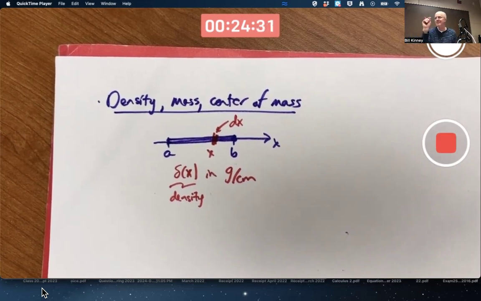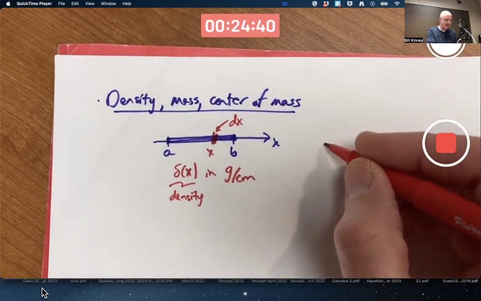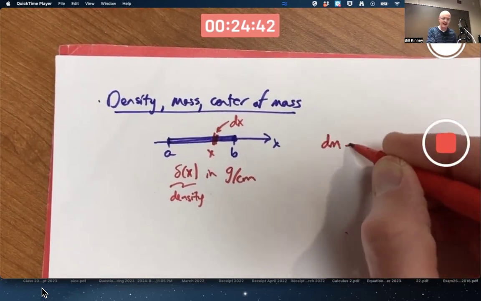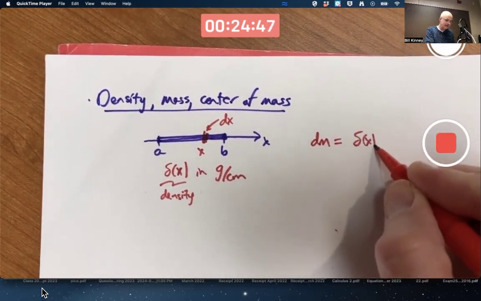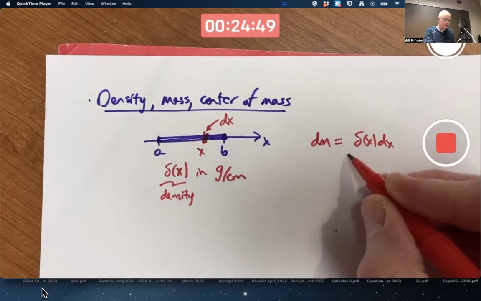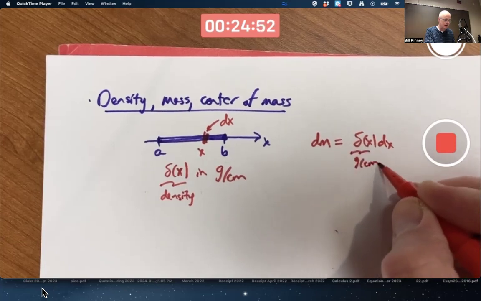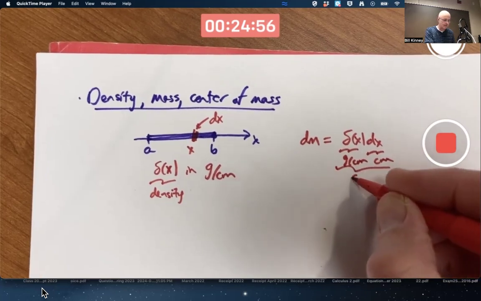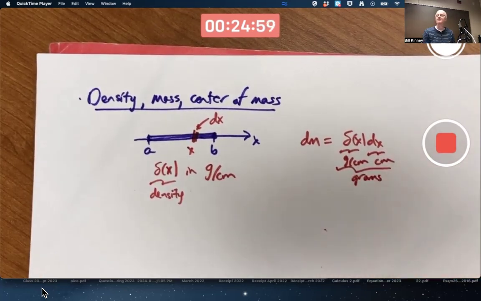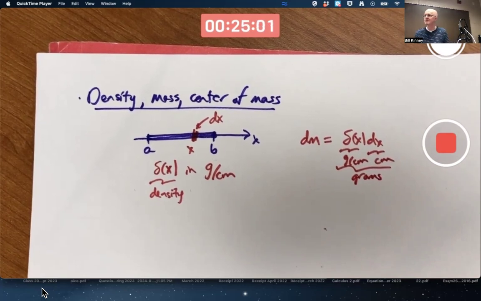Imagining this to be microscopically small, you'd have to look at it with a microscope to be able to see it. Effectively, the small mass of that tiny chunk, dm, is delta of x times dx. The units are grams per centimeter here and centimeters here, giving you a quantity in grams because the centimeters would cancel. G is grams here, not acceleration due to gravity.